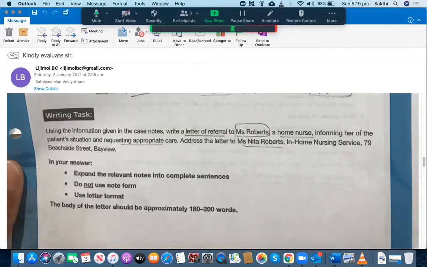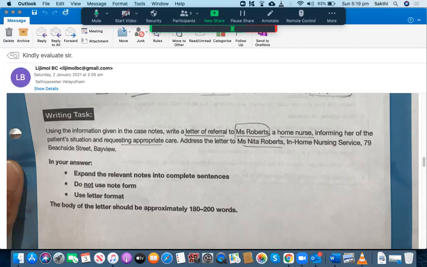Let's go here. Using the information given in the case notes, write a letter of referral. It's a referral letter to Miss Roberts, a home nurse, informing her of the patient's situation and requesting appropriate care. Address the letter to Nita Roberts, In-home Nursing Service, 79 Beachside Street, Bayview. So she is going to come and provide all the services, in order to ensure that the patient receives appropriate care.